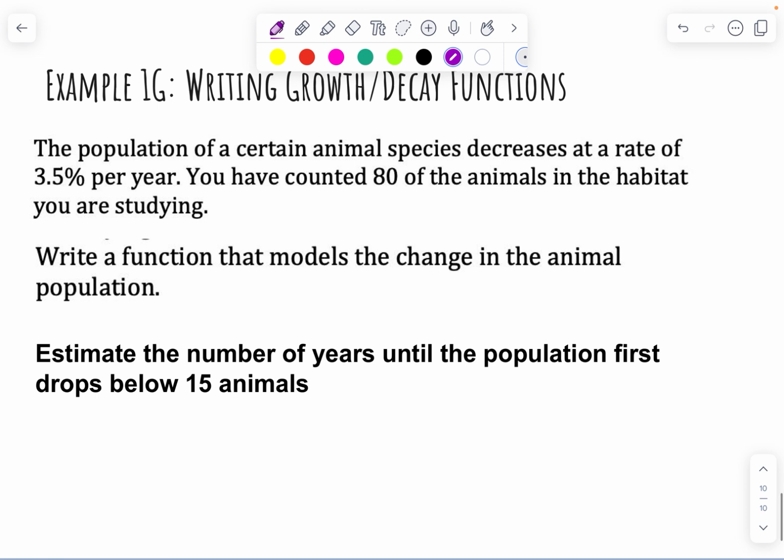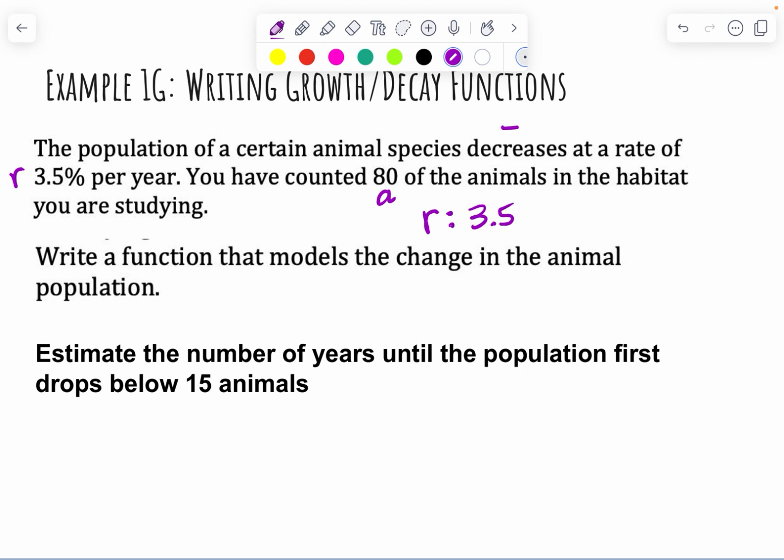All right, one more. The population of a certain animal species decreases at a rate of 3.5% per year. You have counted 80 of the animals in the habitat you are studying. Write a function that models the change in the animal population. So it's decreasing, it's going down. We're starting with 80, and our rate is 3.5%.